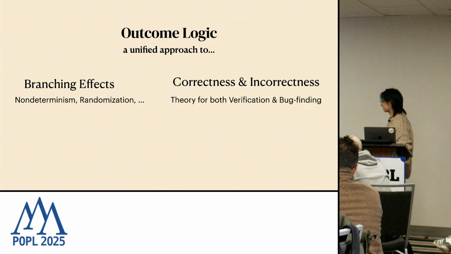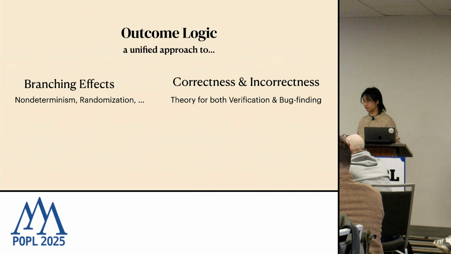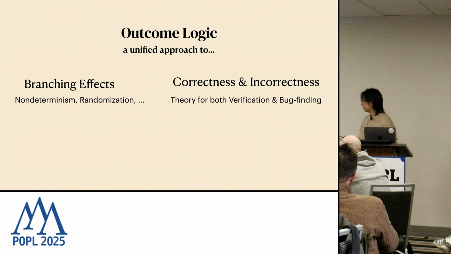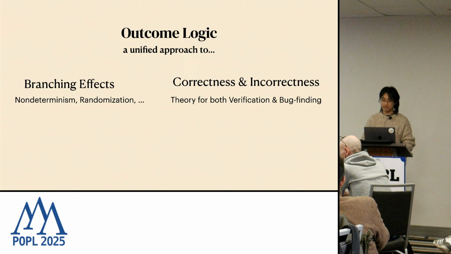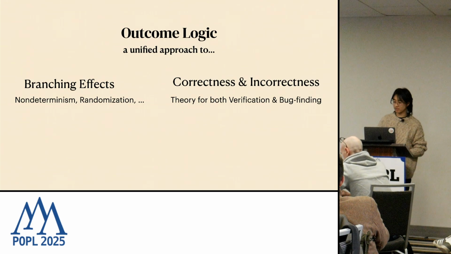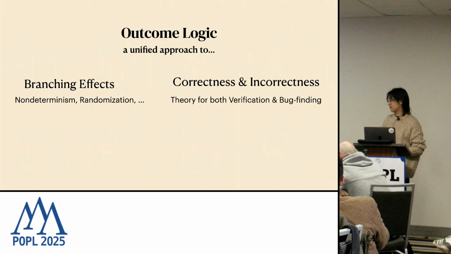So what outcome logic seeks to do is unify this landscape through a single theory under a single meta-theory. And this unification takes place across two main fronts. Outcome logics generalize over branching effects. For example, they can be instantiated for programs that exhibit non-determinism, as well as those with randomization. And in addition, outcome logic captures both correctness and incorrectness properties, and this makes it particularly powerful in serving as a theory that can both perform verification and bug finding.